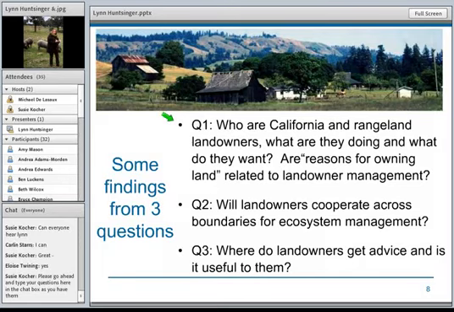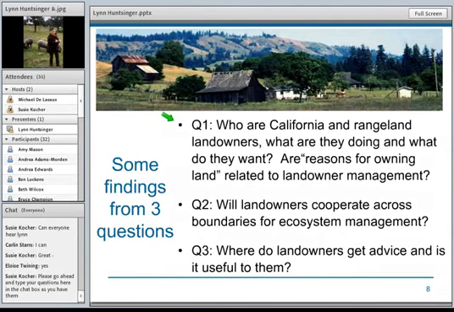So we are going to talk about 3 different questions today. Each of these has a paper that goes with it. First one, who are California rangeland landowners? What are they doing and what do they want? Now, the basic layout of that is in the CalAg article that you were provided with.